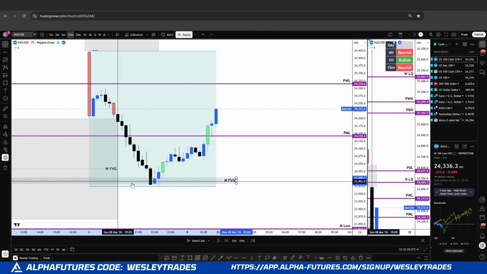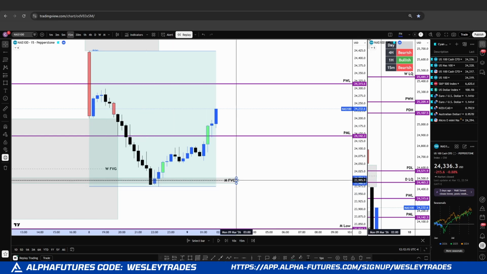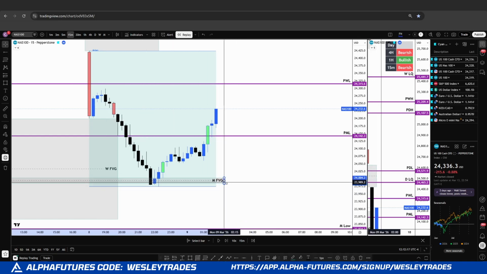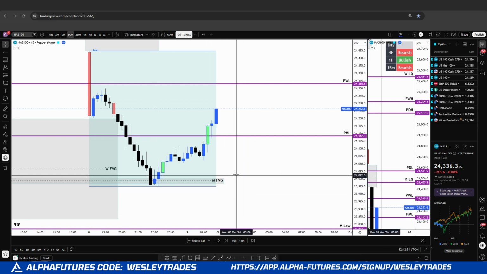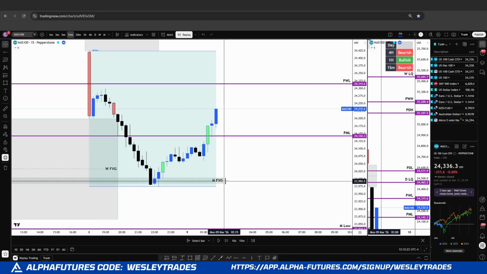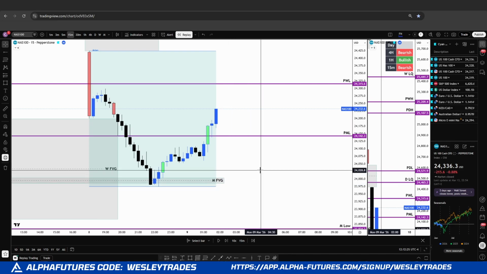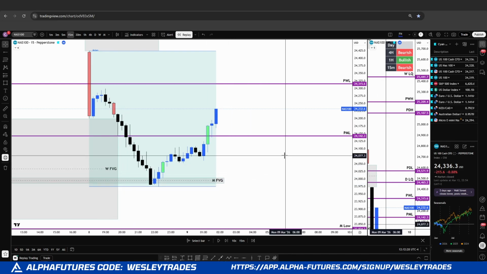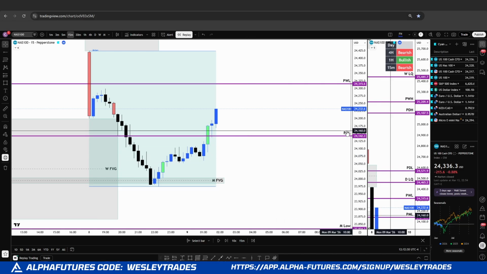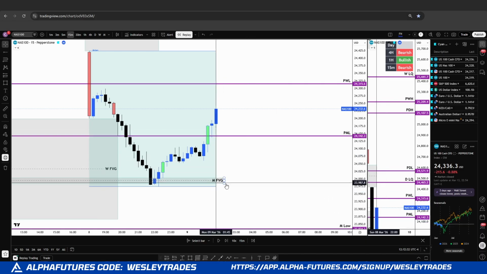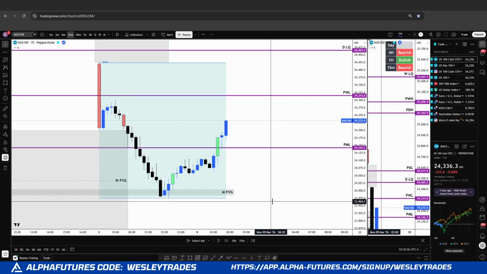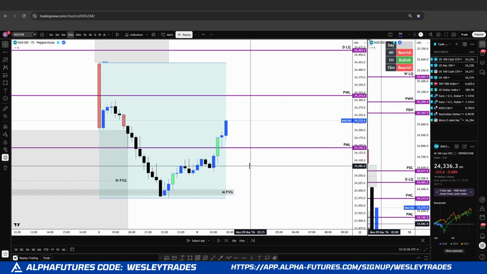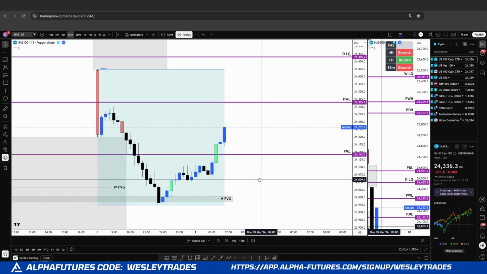It's because there's a lot of orders stuck here. It's a monthly level. That's why I'm telling you guys, if you start marking out the higher time frame confluence, like higher time frame fair value gaps, weekly fair value gaps, daily fair value gaps, monthly lows, monthly highs, weekly lows. We've taken the weekly low, monthly low, and we tap the monthly fair value gap. Crazy.